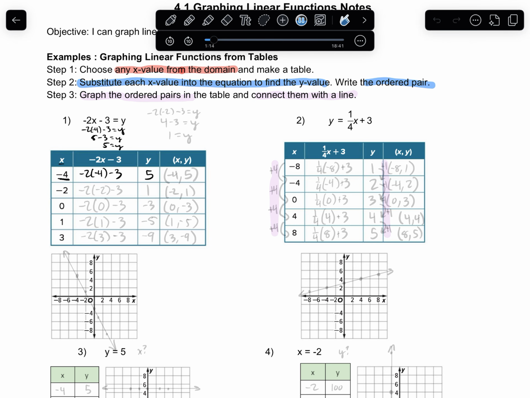And in this space, we can write -2 times -4 minus 3. So they just want you to replace x with -4. Then we can write our ordered pair. So our x value that they gave us is -4. The y that we just solved is 5. So our ordered pair will be -4, 5.